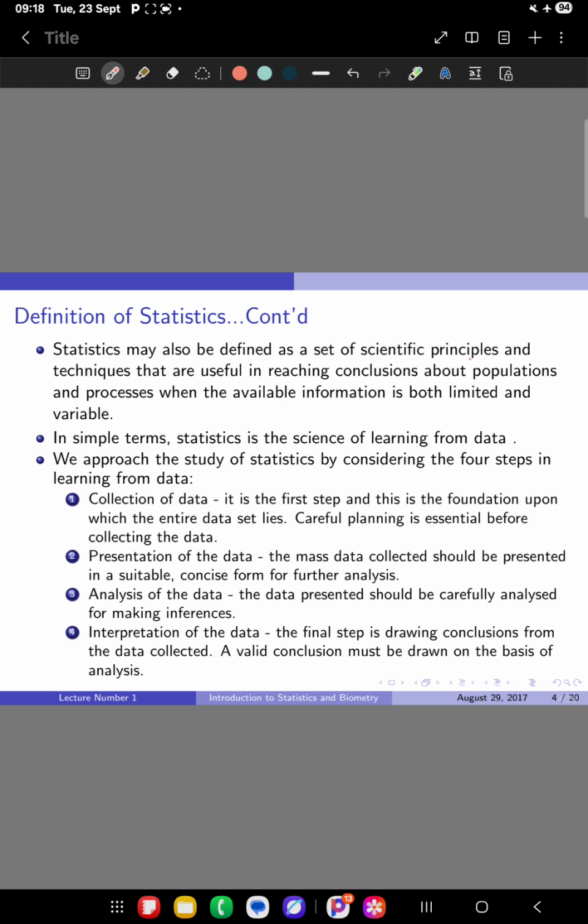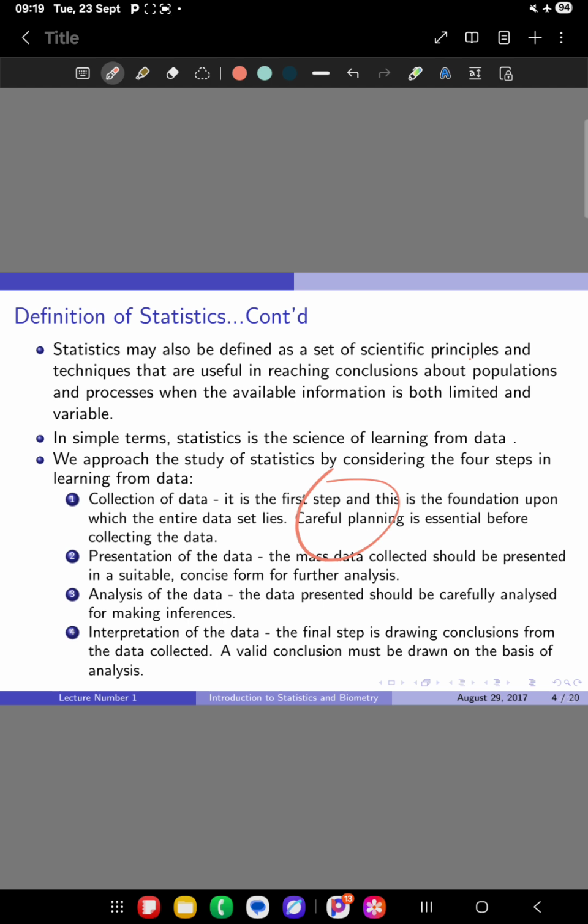Carefully planning is essential before collecting the data. So before you start collecting the data, you have to plan. How am I going to collect the data? Which people am I going to involve? What type of data am I collecting? Is it quantitative? Is it qualitative? If it is quantitative, is it discrete or continuous? Those things. That's why I say careful planning is required when you're trying to collect the data.